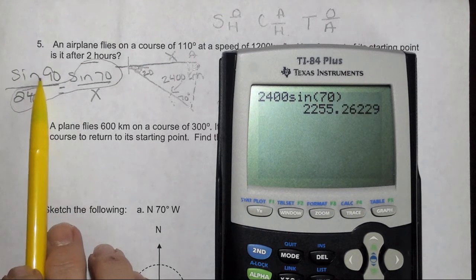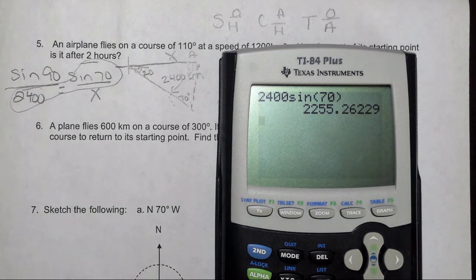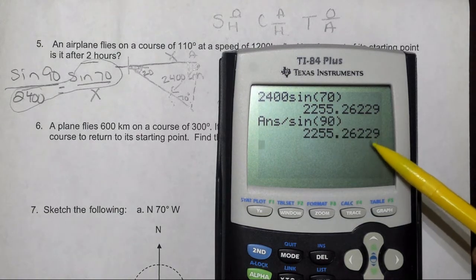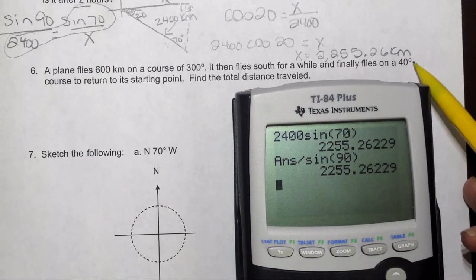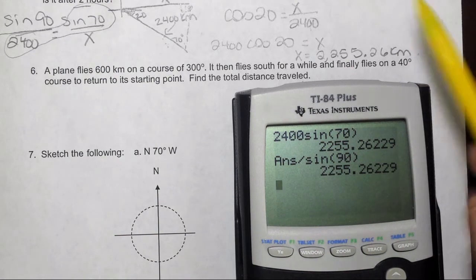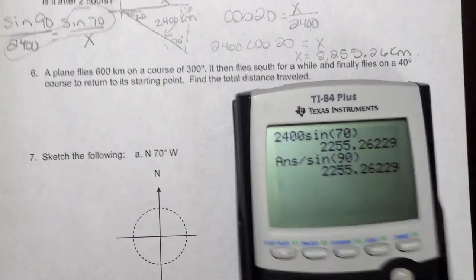And then I'm going to divide by the one I didn't circle. Well, if you remember anything about your unit circle, remember sine of 90 is just 1. So you shouldn't be surprised to get the same answer back. And hey, that matches the exact answer we got using SOHCAHTOA. So again, it doesn't matter which method you use.